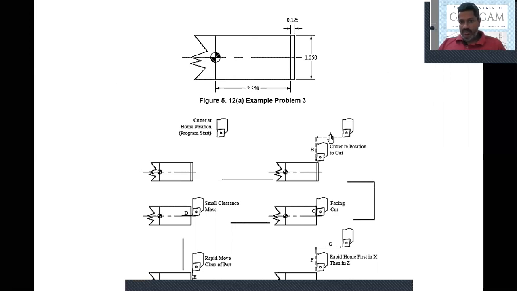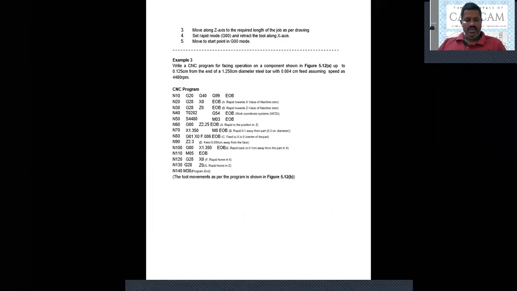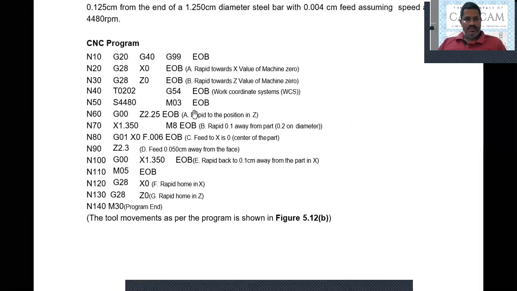Okay, so the A movement we have done, then we see the B movement. The B movement is X is 1.35, then M is 0.8, rapid, so 0.1 centimeters away from the part. That means we are giving some approach distance also. Basically, 1.25 will be the distance, but we are giving 1.35, some approach distance. So that includes that.